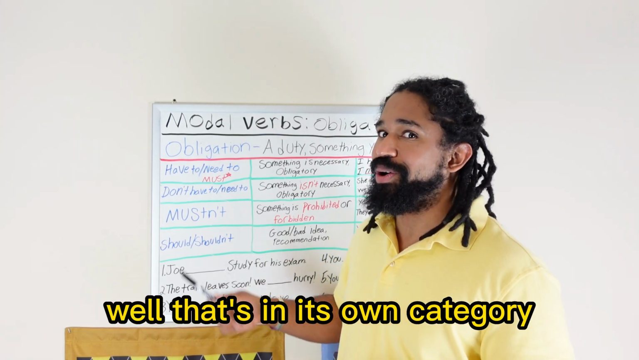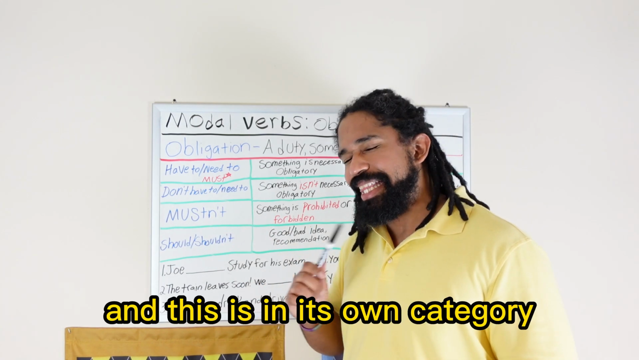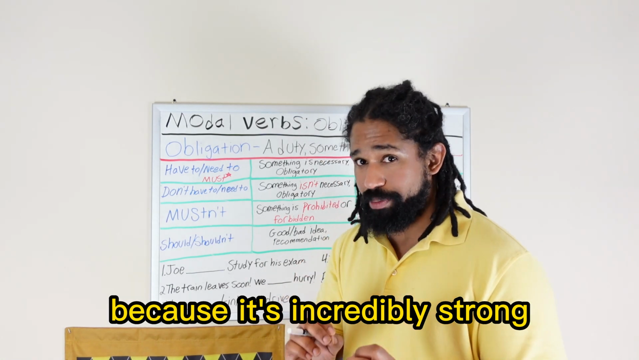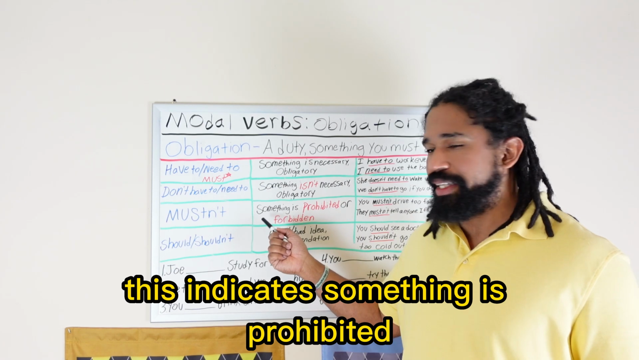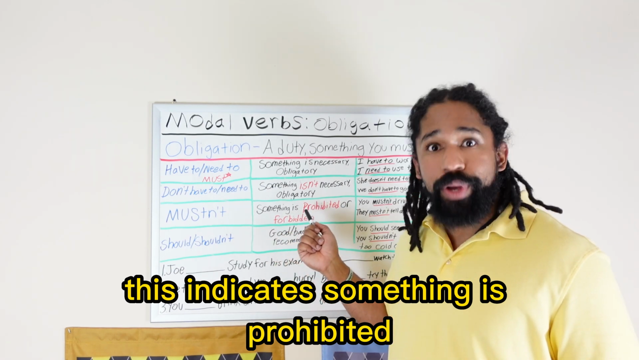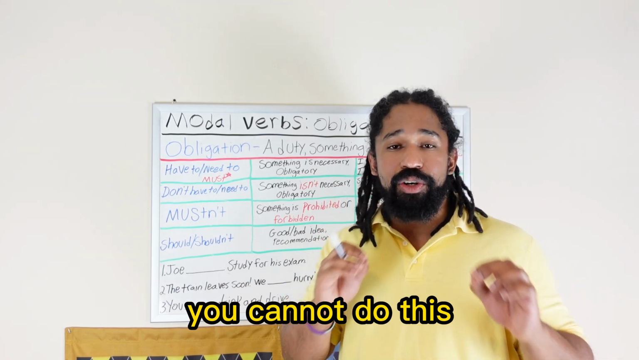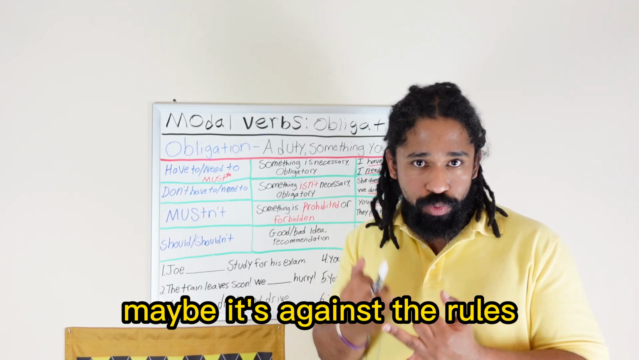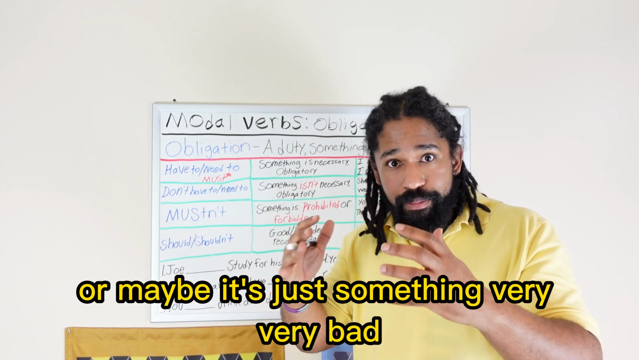Now you might be thinking, what about must? Well, that's in its own category. Must not or mustn't. And this is in its own category because it's incredibly strong. When we use mustn't, this indicates something is prohibited. Something is forbidden. You cannot do this. Maybe it's illegal. Maybe it's against the rules. Or maybe it's just something very, very bad.